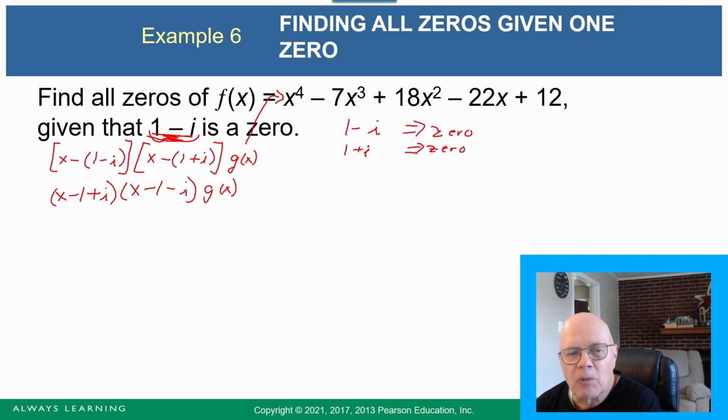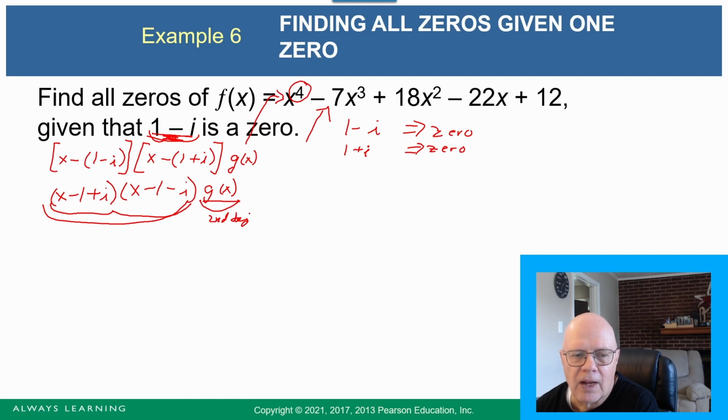Now, here's where I'm going to leave it in your hands. Multiply those two together and divide it into your original function. That'll give you g of x. And g of x, notice this is a 4th degree polynomial. This is going to give us a 2nd degree polynomial. So this is a 2nd degree polynomial. And you'll be able to use the quadratic formula for that one.